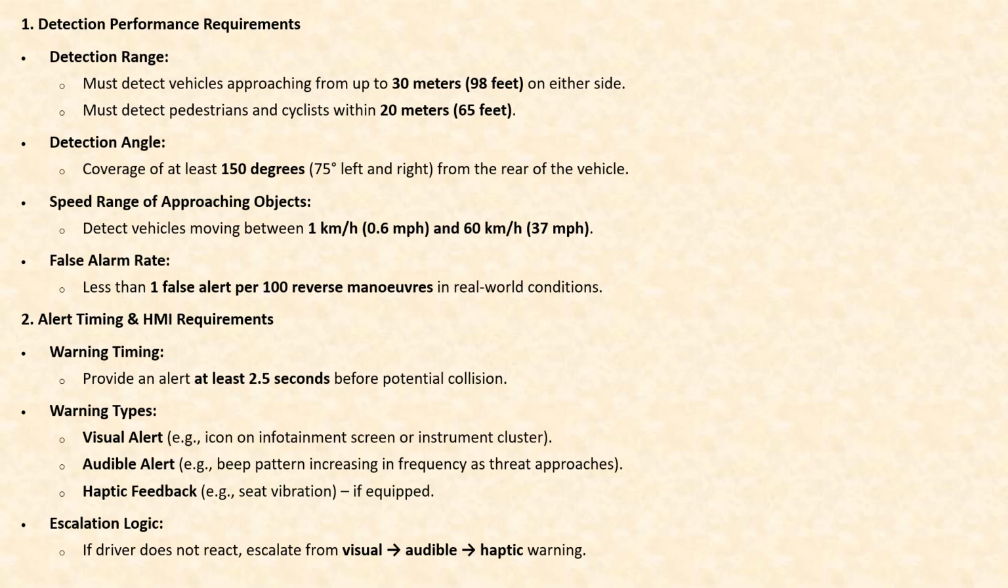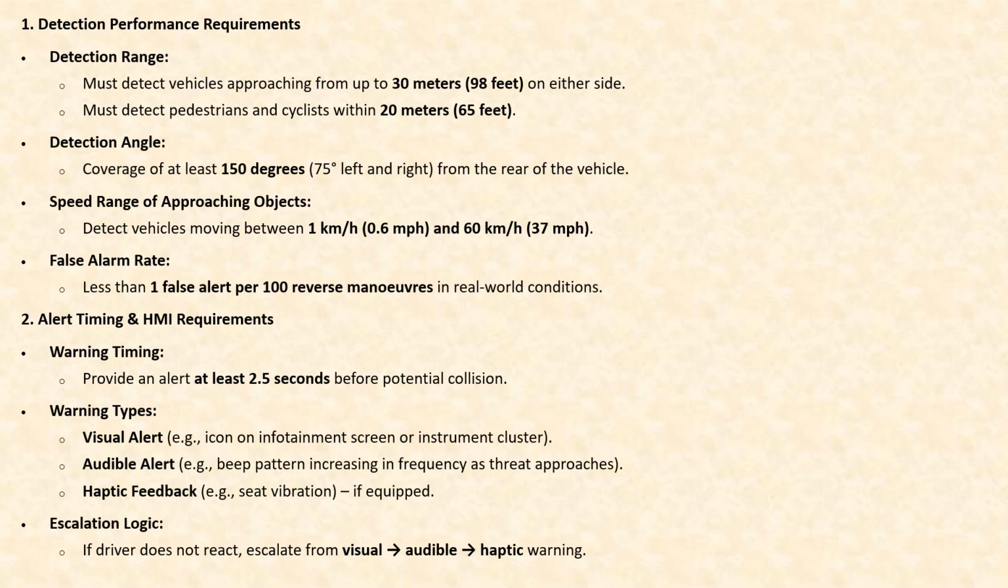Alert timing and HMI requirements. Warning timing: provide an alert of at least 2.55 seconds before potential collision. Warning types. Let's see the various warning types that must be included. First is visual alert, an icon on the infotainment screen or instrumentation cluster. So there should be a small blinking icon of any kind which alerts the driver that there is some vehicle approaching in a perpendicular direction.